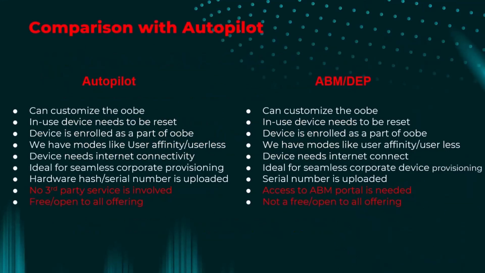Okay, now I want to do a quick comparison between Autopilot and ABM or DEP. Using both Autopilot and ABM, we can customize the out of the box screen, and we can customize which language, location, and stuff like that are going to come when you power on the device for the very first time. If you want to make use of Autopilot or DEP for a device which is already in use, you will have to reset the device because you need to come back to the out of the box screen, the initial setup screen. Only then will Autopilot and DEP take effect.